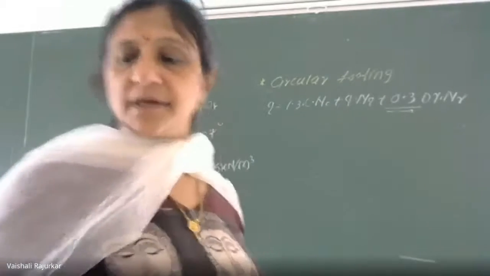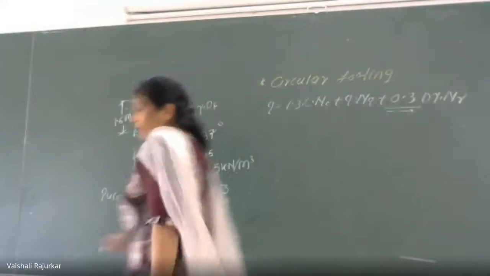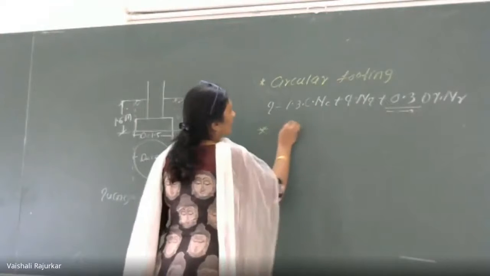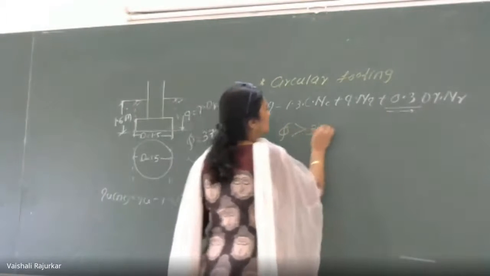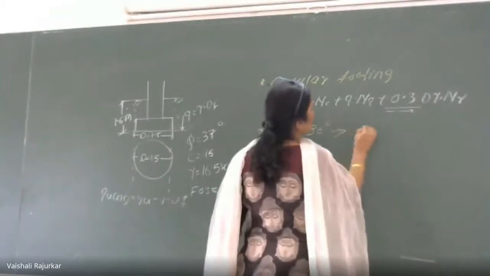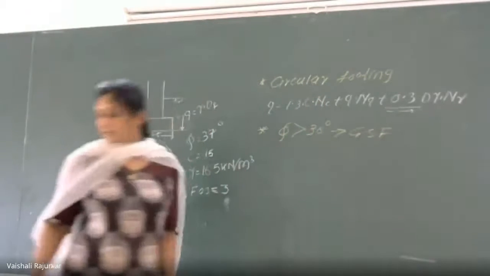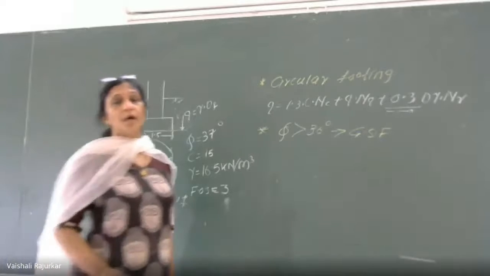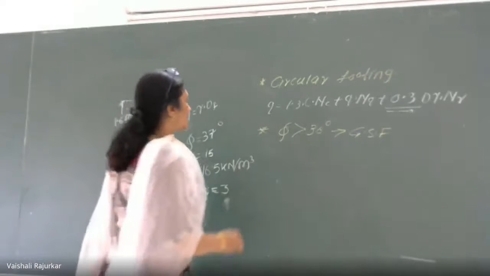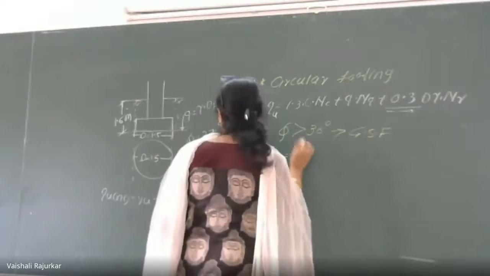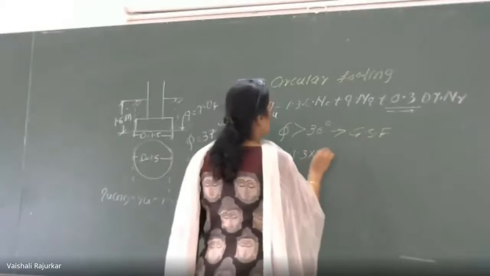So this is one case, and in another one, if phi is greater than 36 degree, it is the case of general shear failure. It is the case of general shear failure, meaning no need to modify the equations. So directly the value of Qu is equal to 1.3 c N c, then it will be 50.